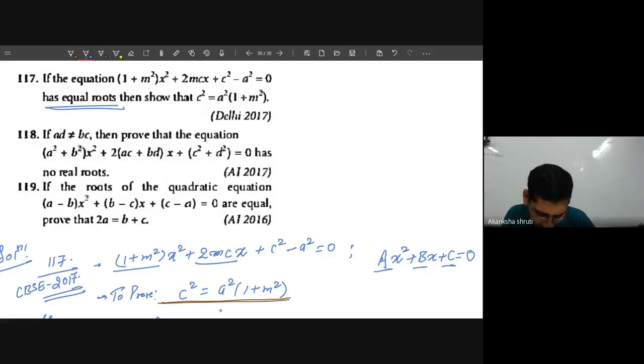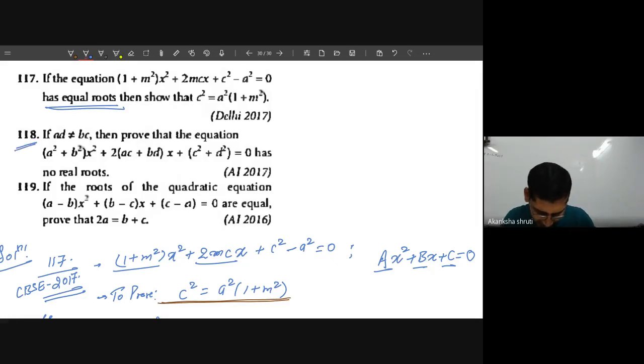So in question number 118, it is for no real root. No real root means what? It should be less than 0. But you have to do the same simplification. If AD not equals to BC, then prove that this has no real root. No real root means the b square minus 4ac term that will come, you have to prove is less than 0. Means that is not positive. So how to prove? You please try. If you cannot do it, I will solve this 118 tomorrow.